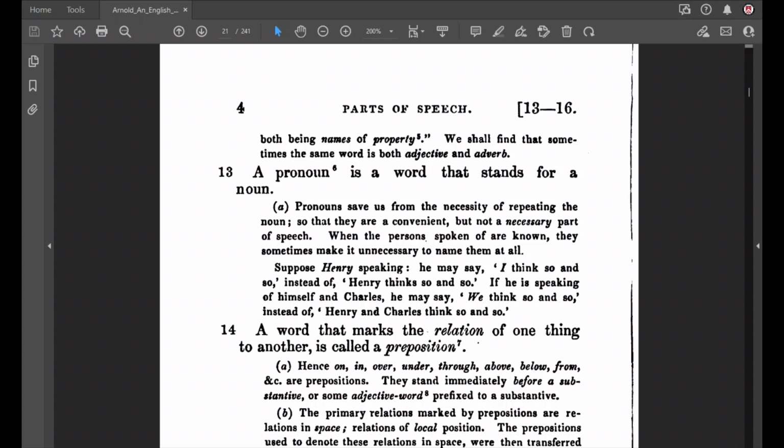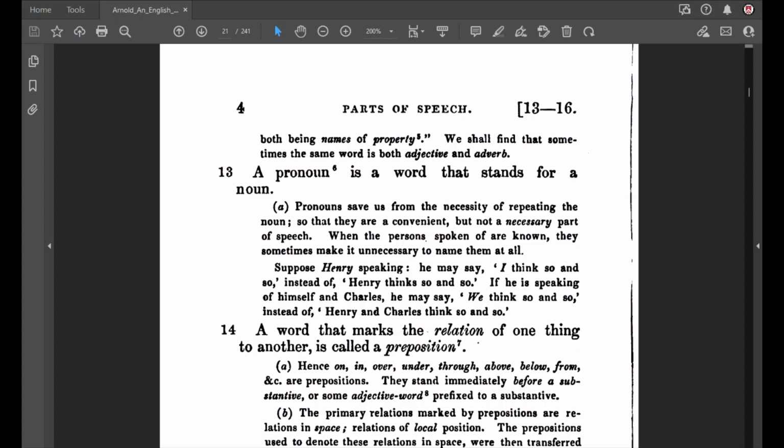Pronouns allow our speech to be much clearer, much simpler when the nouns are already known. Okay? So pronouns save us from the necessity of repeating the noun. They're meant to be used for the sake of what's called euphony, or pleasantness of speech. They make our speech more pleasant. They are convenient, the book says. They are convenient, but not necessary. They're not a necessary part of speech. They help us to improve the style of our writing. They make our writing and speaking more pleasant.